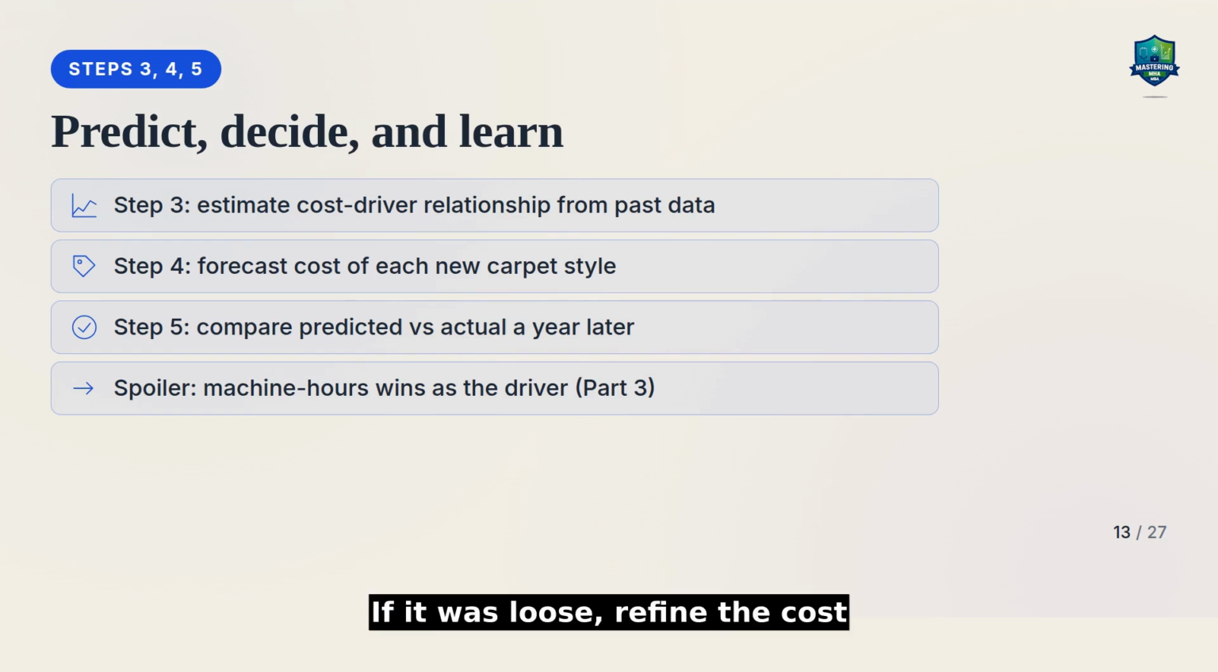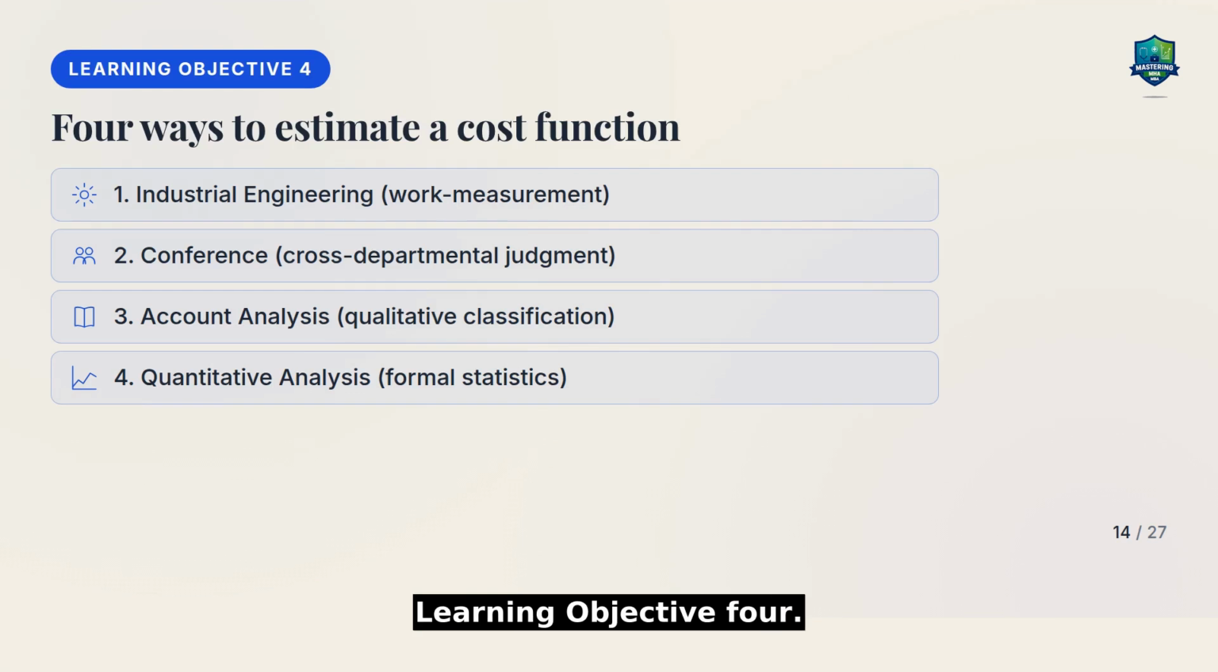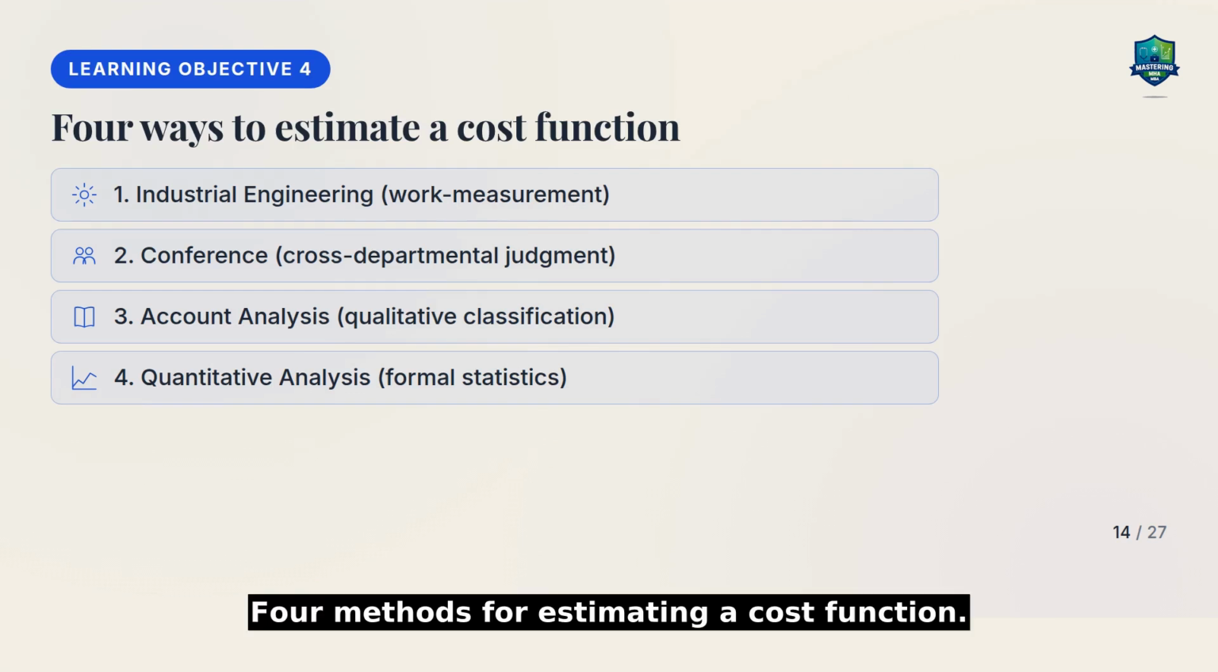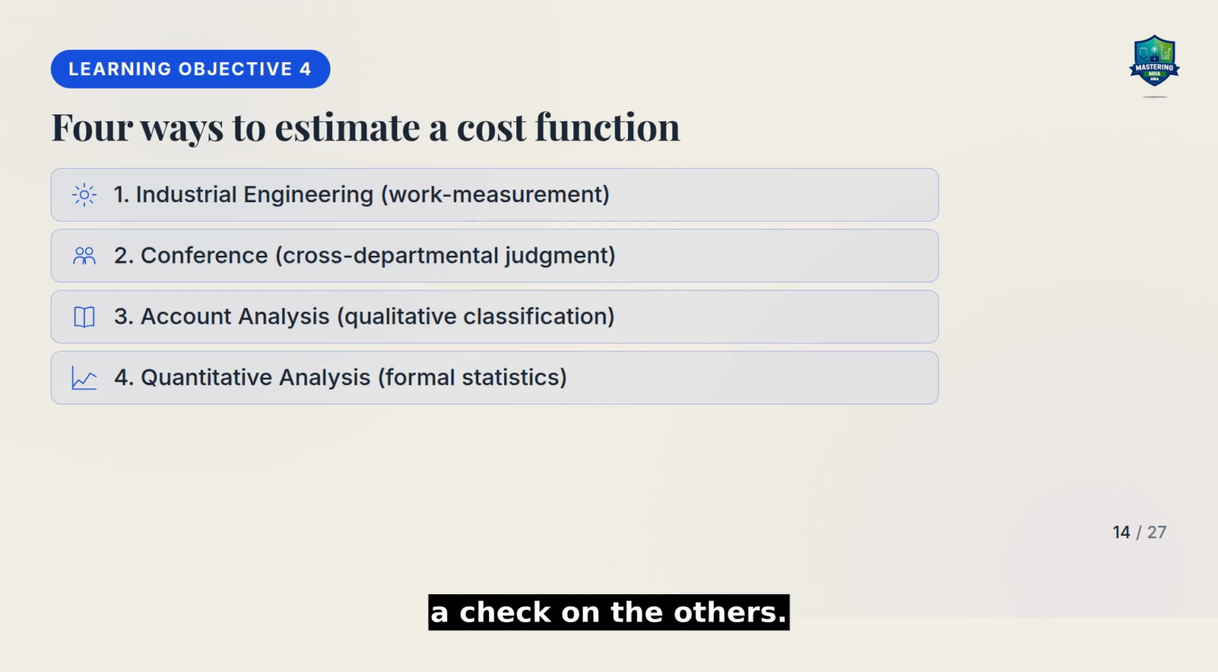If it was loose, refine the cost driver or the model. Learning objective 4: four methods for estimating a cost function. They differ on cost to implement, the assumptions they require, and how much they tell you about the accuracy of the estimate. They are not mutually exclusive.